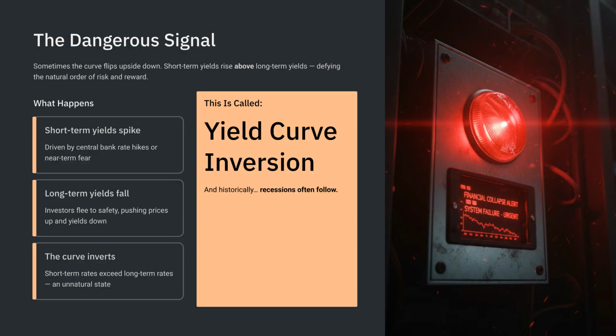Usually, this begins when central banks aggressively raise short-term interest rates to fight inflation. At the same time, investors begin worrying that those high rates will eventually slow the economy down. So they rush into long-term bonds for safety. That demand pushes long-term yields downward. Eventually, the curve flips upside down. And historically, that inversion has often been followed by recession.